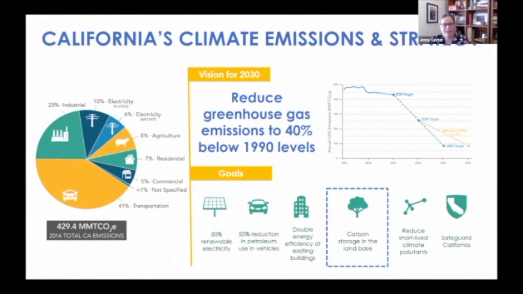We know that emissions reductions are absolutely important in reducing carbon, but we can't get there through reductions alone. Sequestration is an important part of the solution. You'll see the tools we plan on using at the bottom of the screen. We will increase the number of those tools as we look toward carbon neutrality, but carbon storage in the land base is a critical part of our climate strategy.